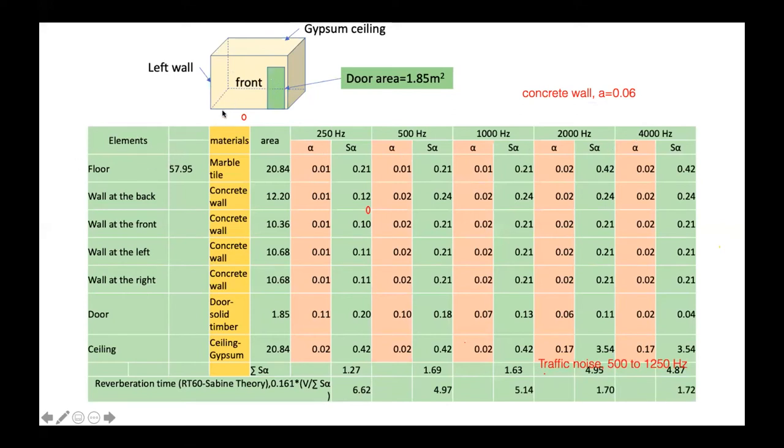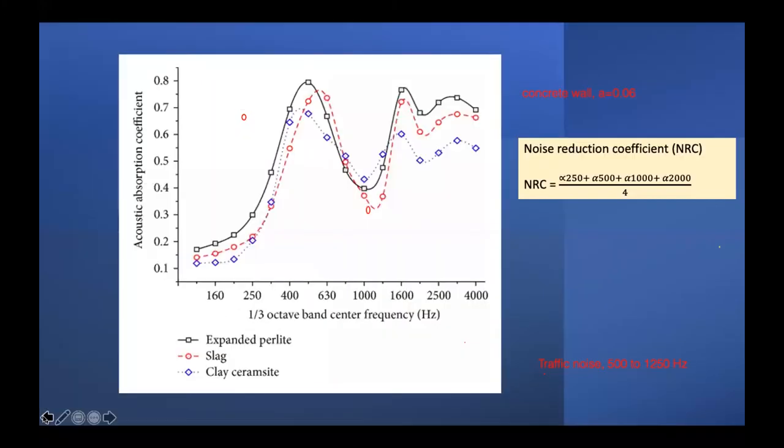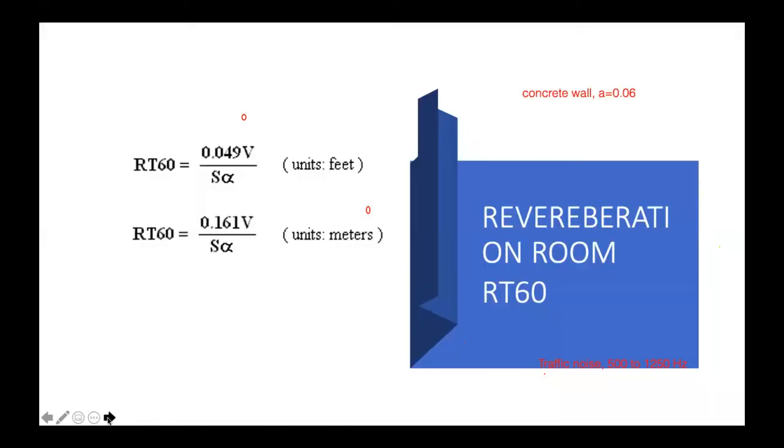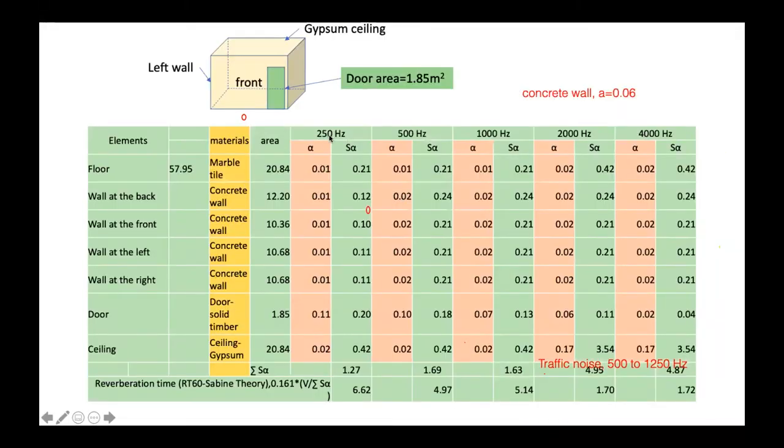To calculate the reverberation time, all we need is the sound absorption alpha of the material for 250 Hz, 500 Hz, 1000 Hz, 2000 Hz, and 4000 Hz. Therefore, as you can see just now, we need to test the material up to 4000 Hz. If you just test up to 1600, then you cannot use it for room treatment, because we need to find the alpha at 250, 500, 1000, 2000, and 4000.